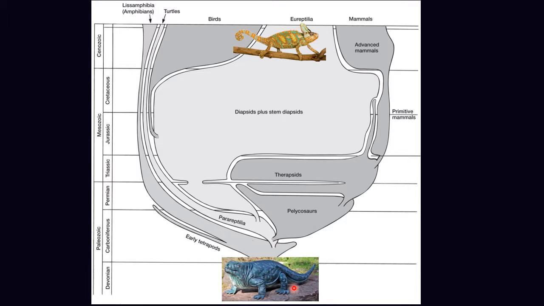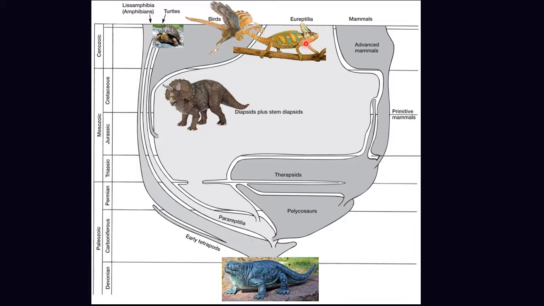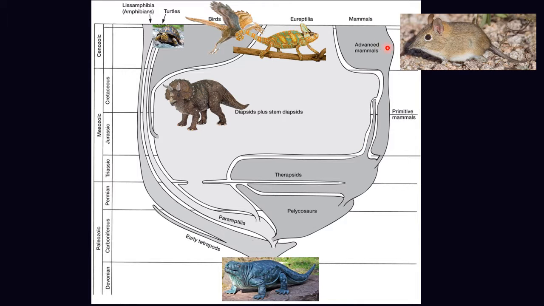So here's the base of Amniota, this little blue guy. Here's modern reptiles. Here's the extinct dinosaurs. We have birds, we have turtles. And here are the modern mammals, and this is all the way back to when they separated from the rest of amniotes.